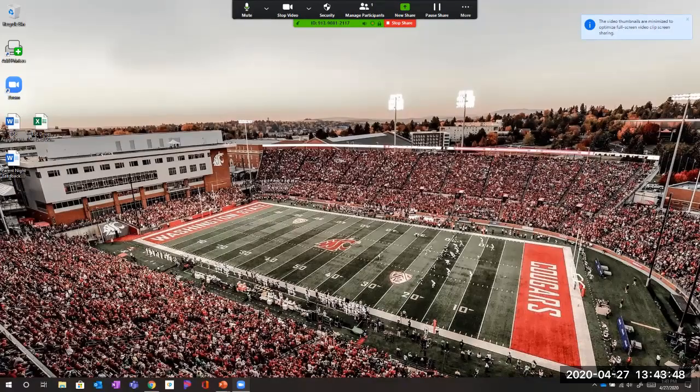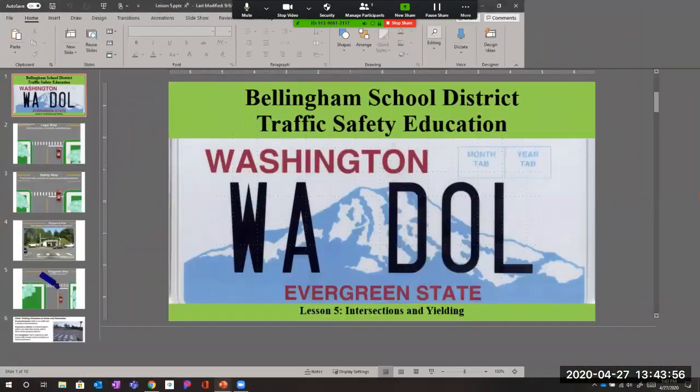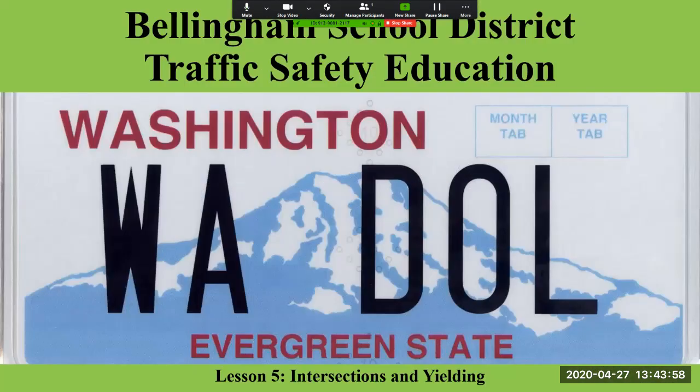So we are going to talk about mod 2 today, which is all about intersections and controlling intersections, and what do we do at intersections to make sure that we are safe and legal. Intersections are a big part of driving because that's obviously where you spend most of your time going through. So we're going to get into this and what it looks like to yield.